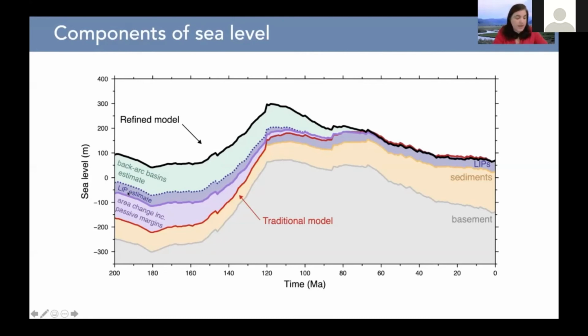And then also the back arc estimate. So we make an estimate of back arc basin influence because during this time period, particularly in these pre-Cretaceous times, we really don't have enough back arc basins in our models just based on a lack of preserved evidence of them. So what would that component be? And then we derive this refined model of sea level.